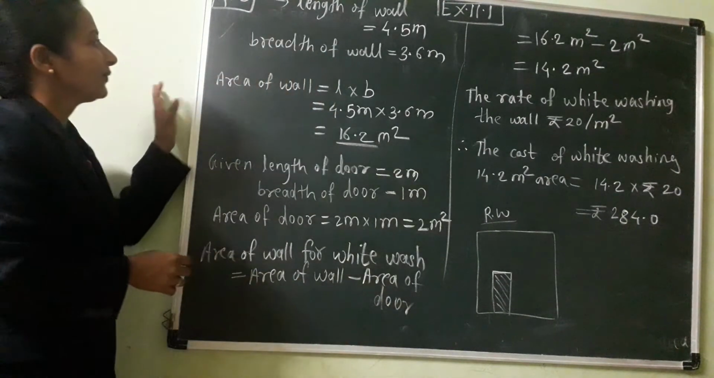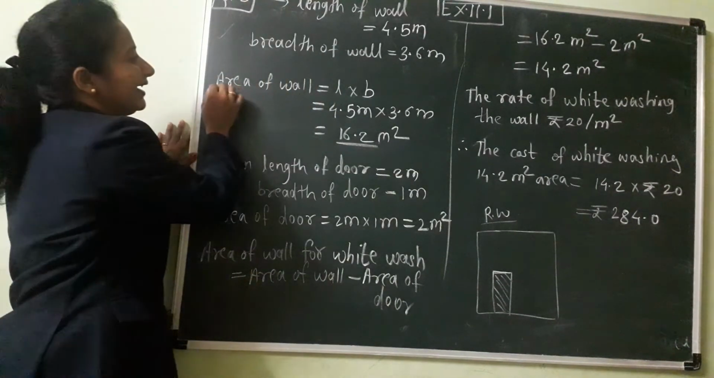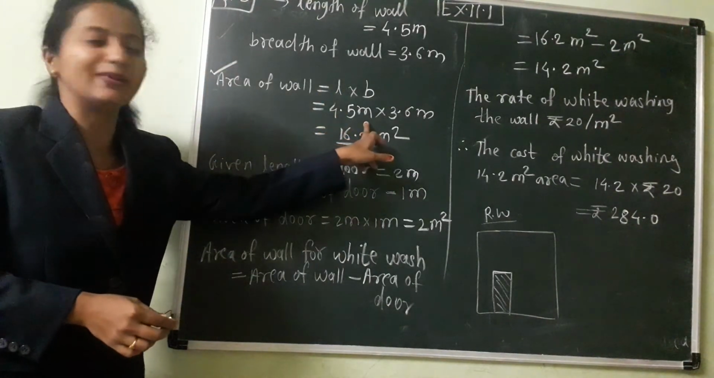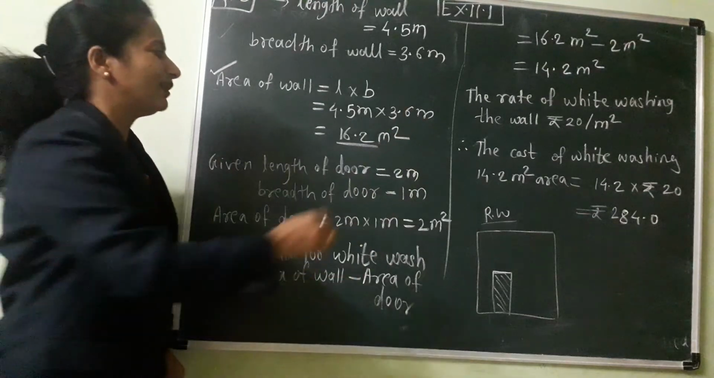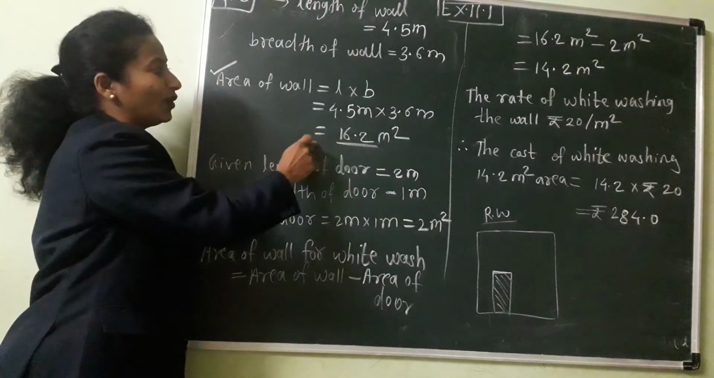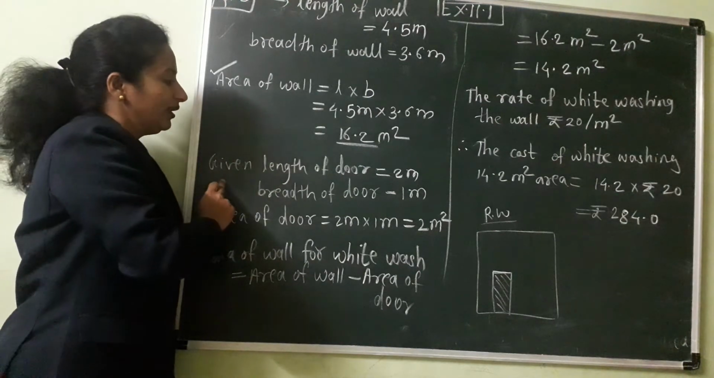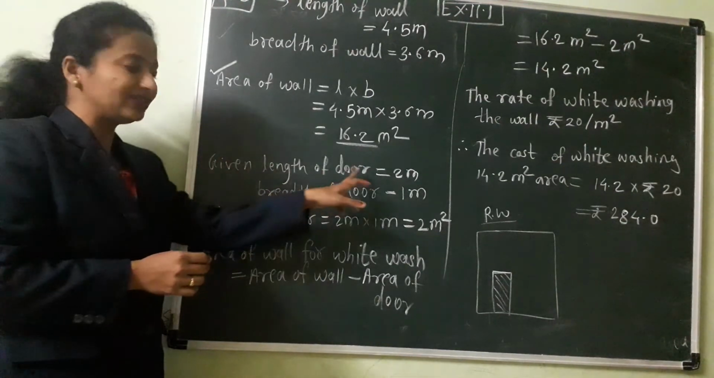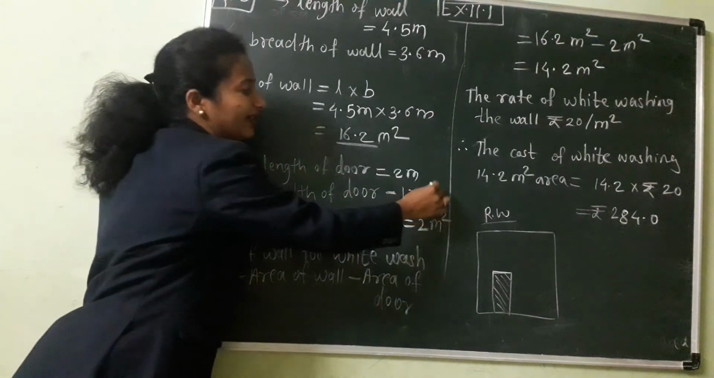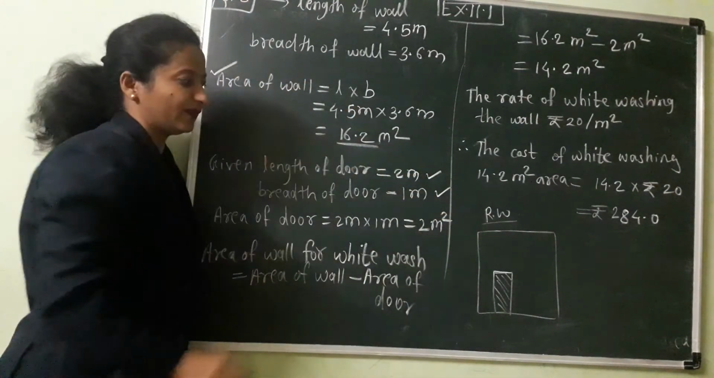So let's see. First we'll find the area of the wall, that is length multiplied by breadth. So it's 4.5 meter multiplied by 3.6. Then you will get the answer as 16.2 meter square. This is the area of the wall. Now they have also given the length of the door, that is 2 meter, and breadth of the door, that is 1 meter. Now we'll find the area of the door first.